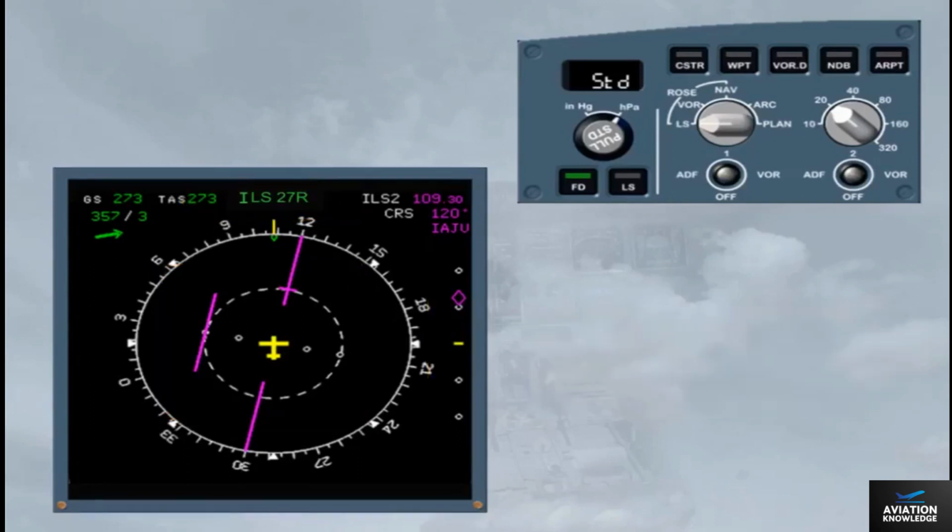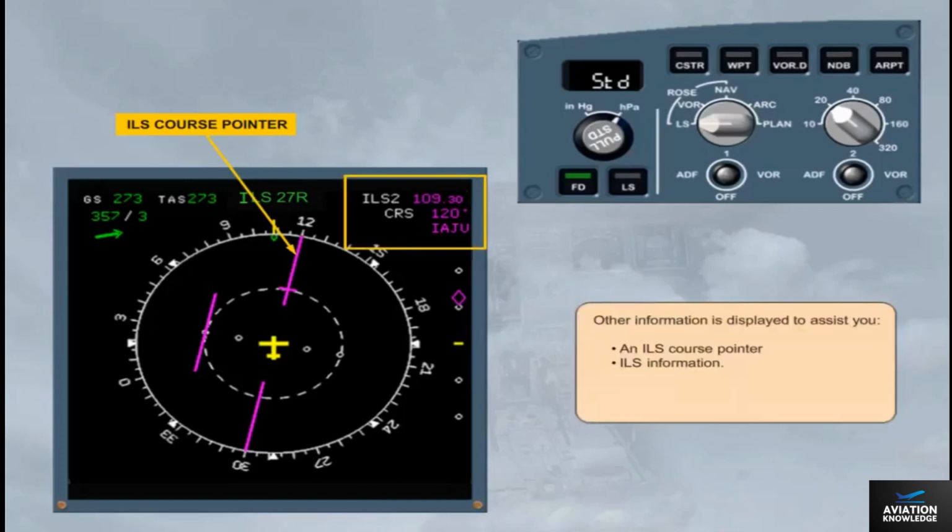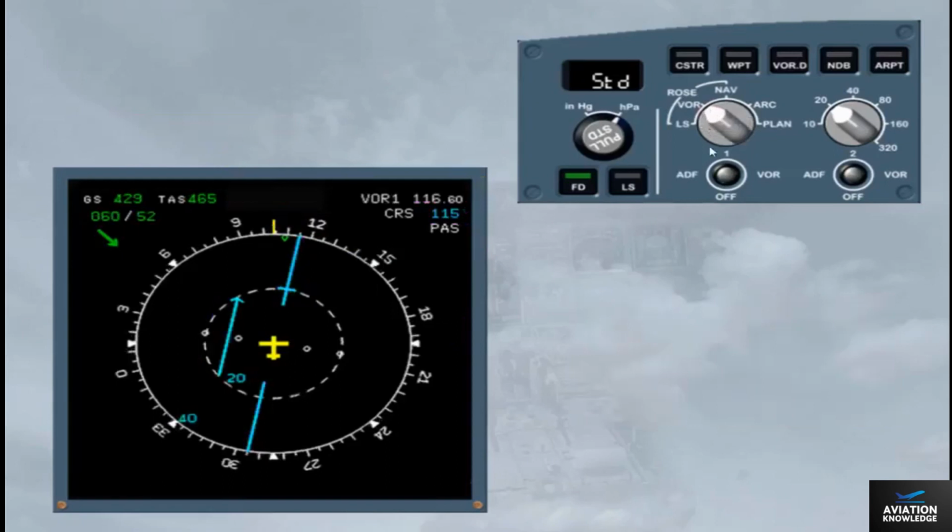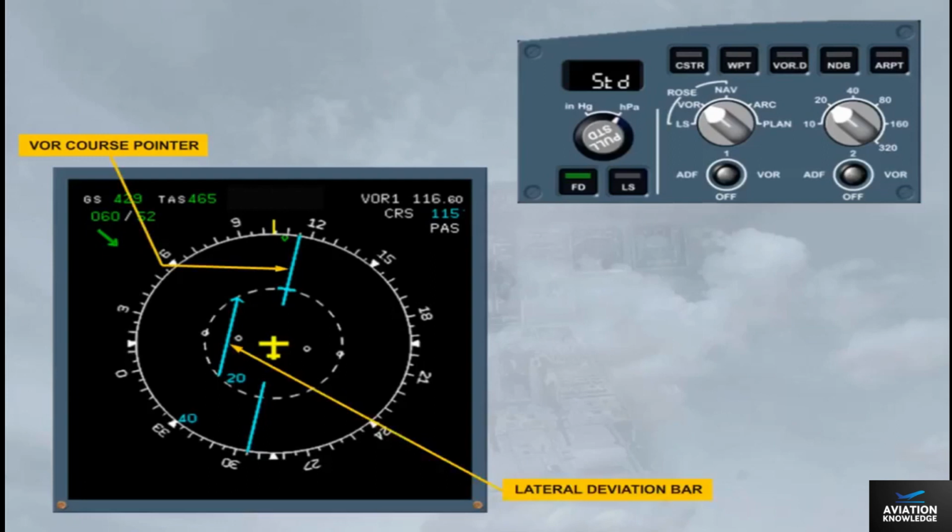Other information is displayed to assist you. An ILS course pointer, ILS information. Select ROSE VOR mode. The ROSE VOR mode is another raw data display. On the display, there is now a course pointer and a lateral deviation bar for the VOR.